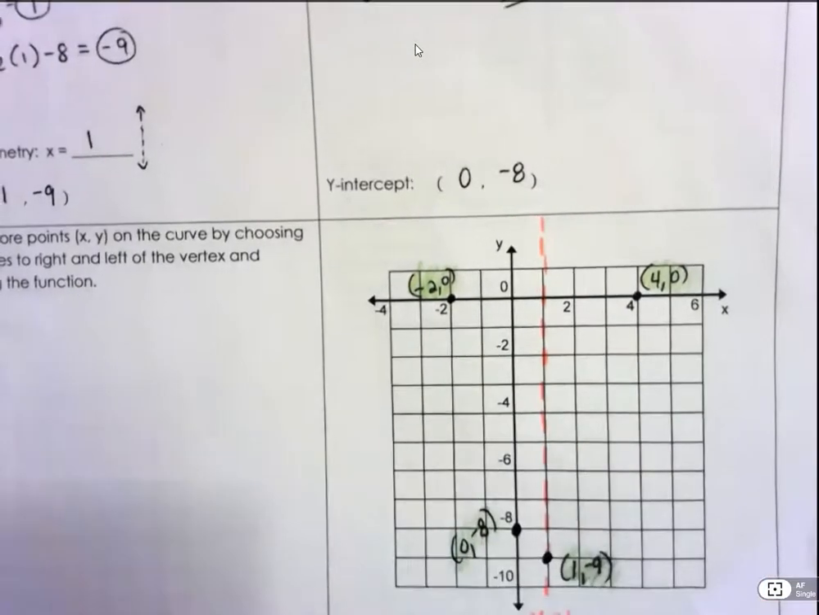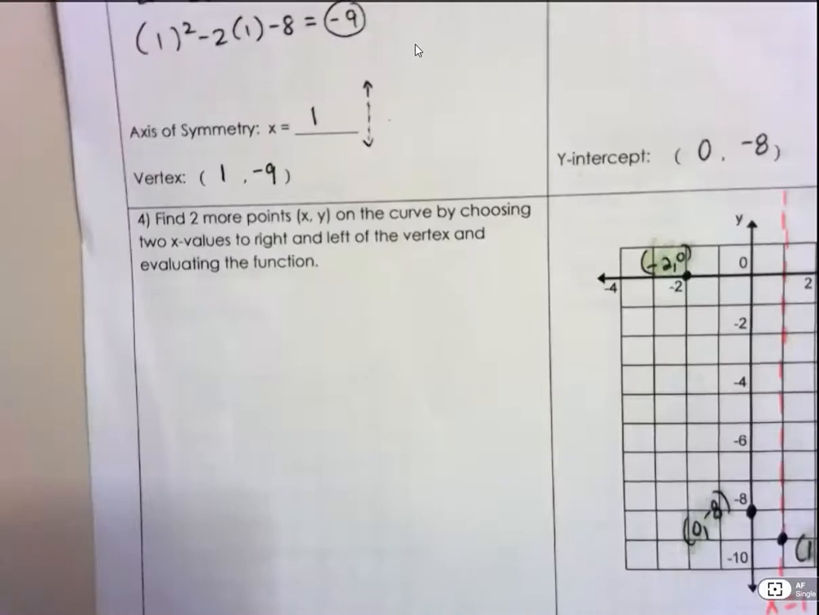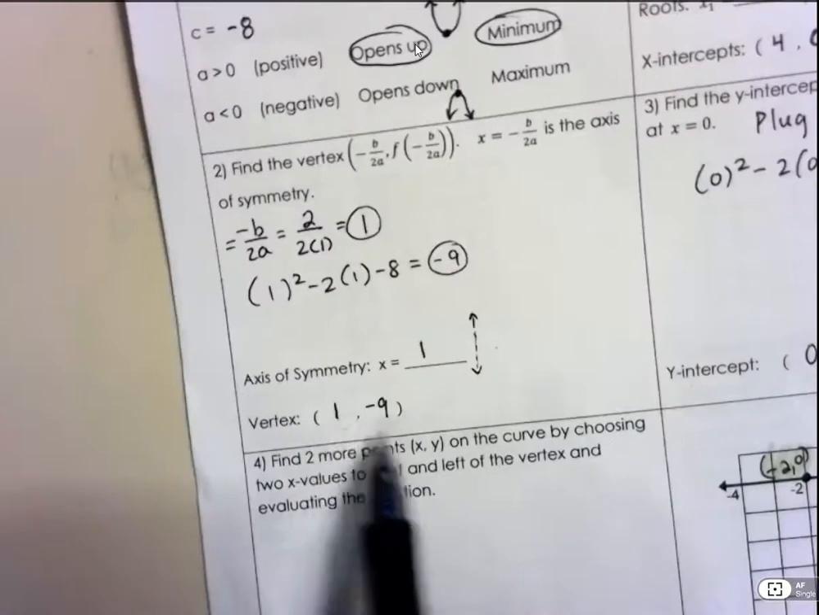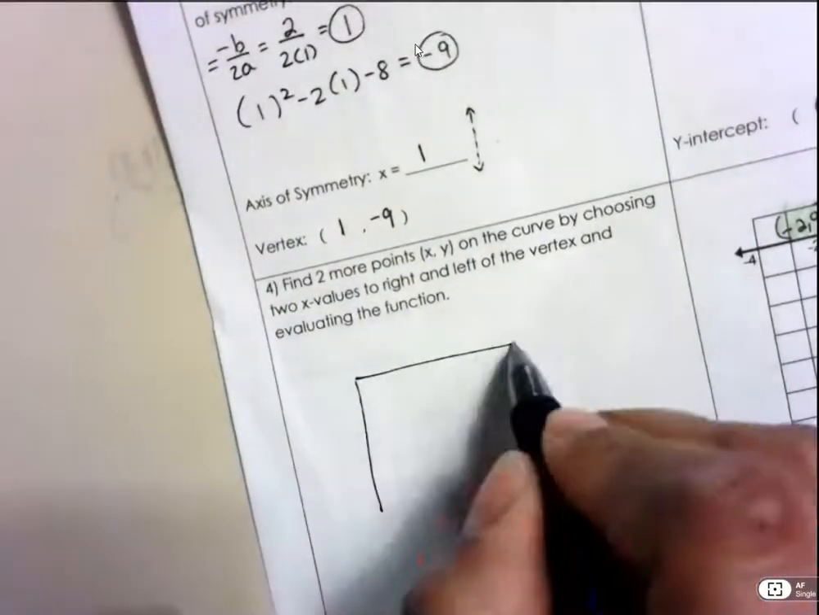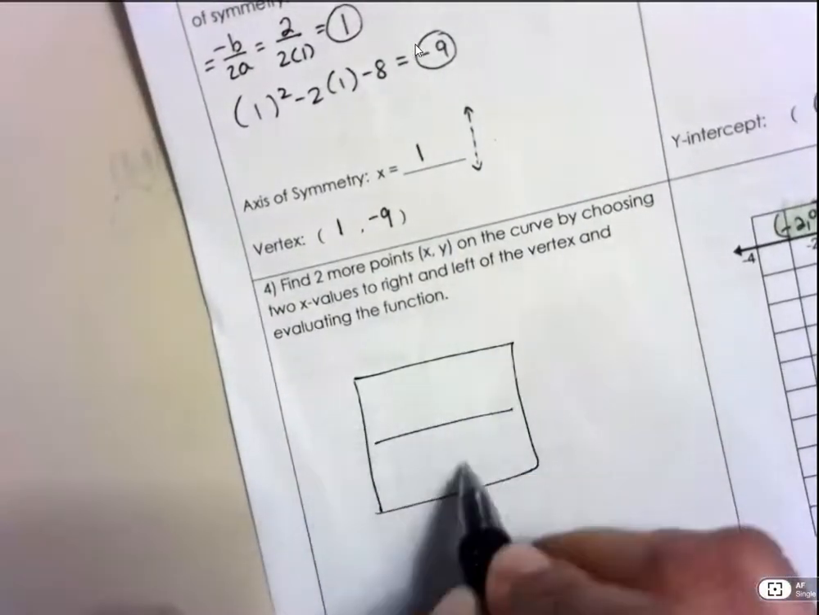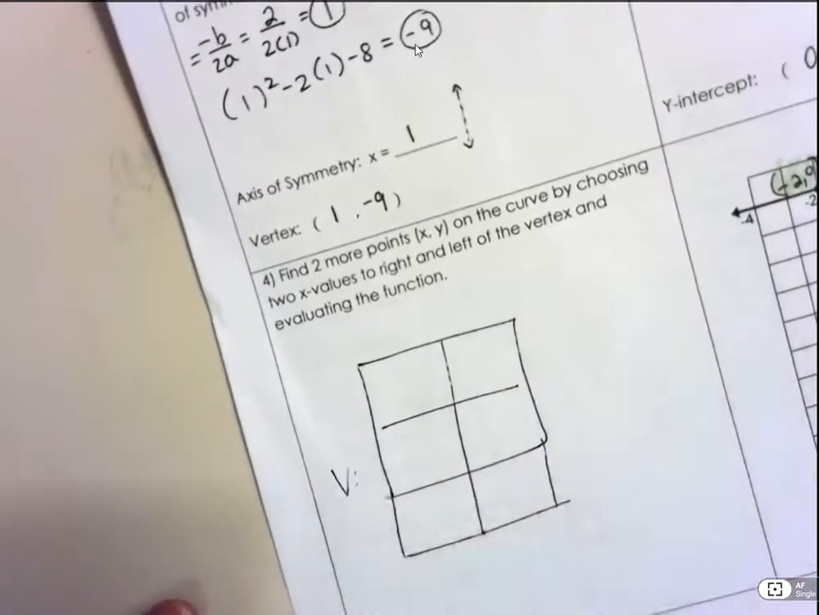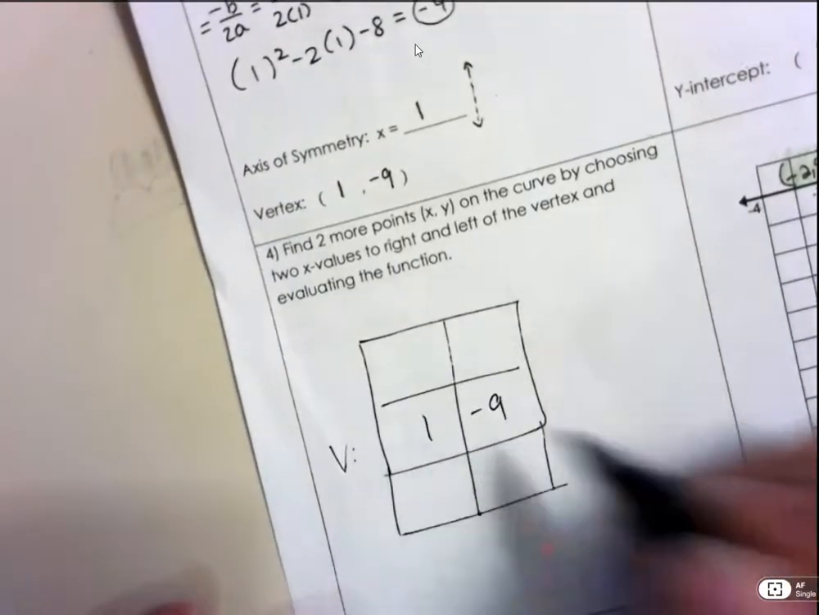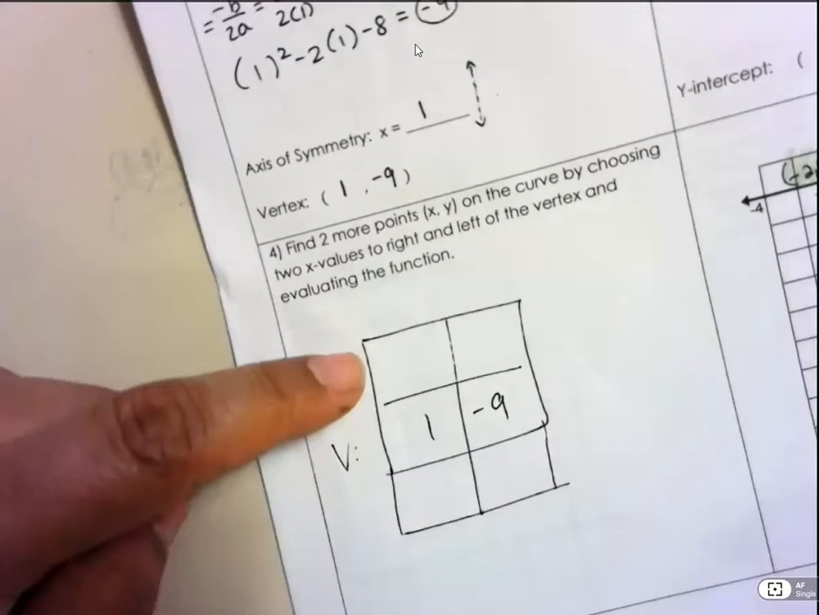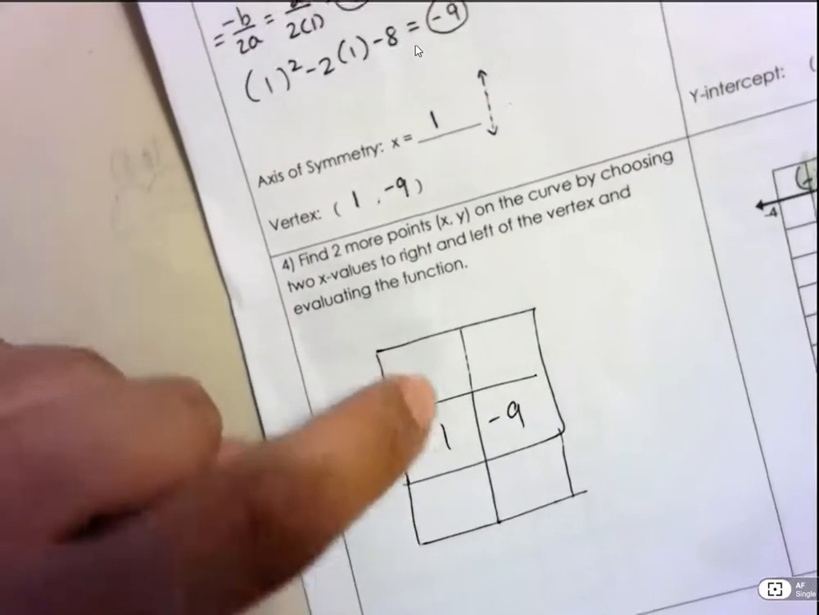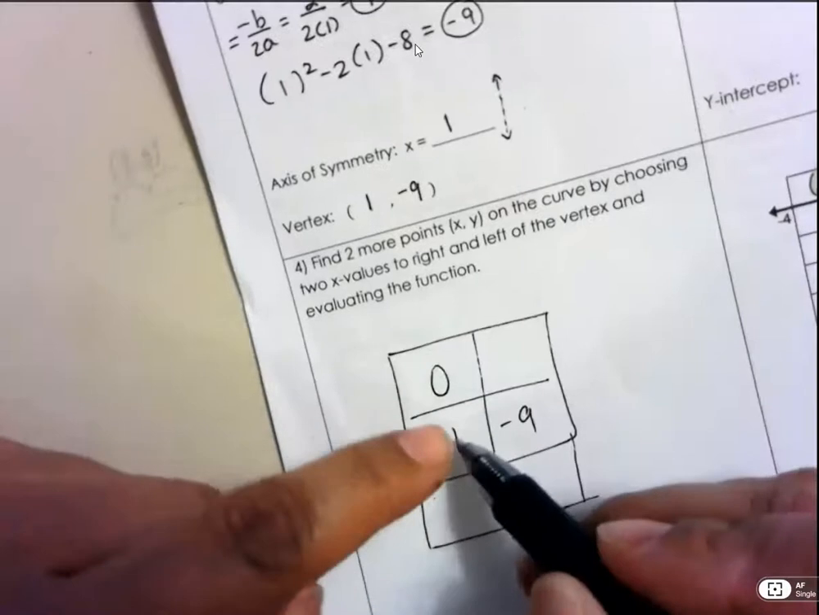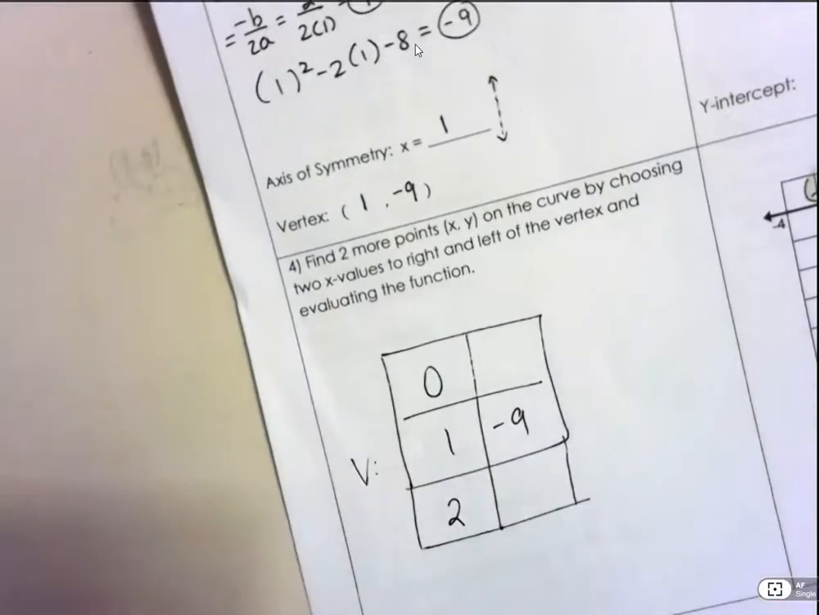Okay. And the last thing you want to do is find 2 more additional points. And we do this by focusing on the vertex. We know that the vertex is (1, negative 9). Right, you want to make a table. You want to put the vertex here in the middle. So (1, negative 9). And what you want to do is pick 1 point before this value. So 1 less than 1 is 0. And 1 more than 1 is 2. You always want to go 1 to the right and 1 to the left in terms of the x values.